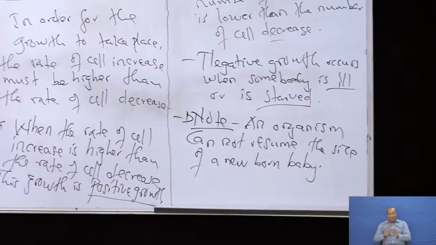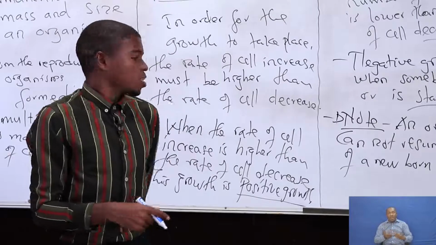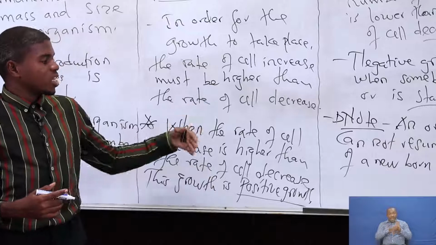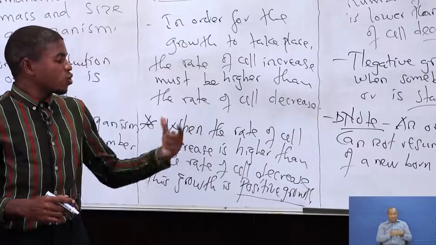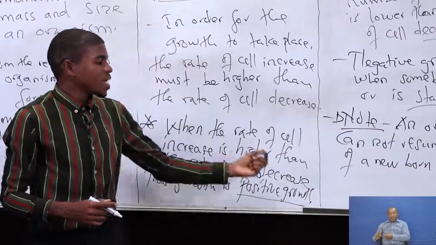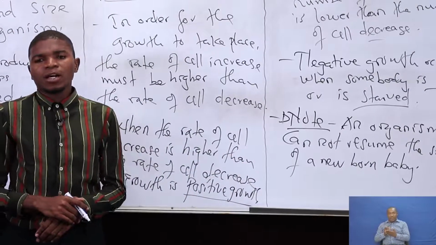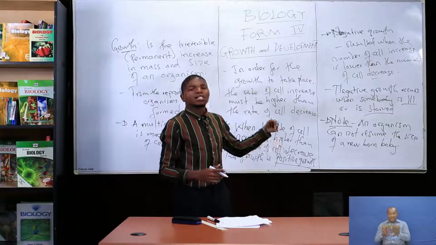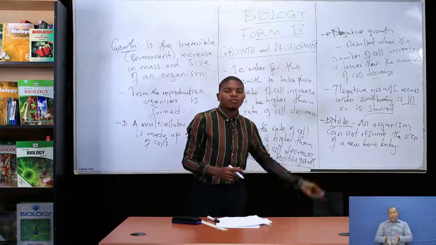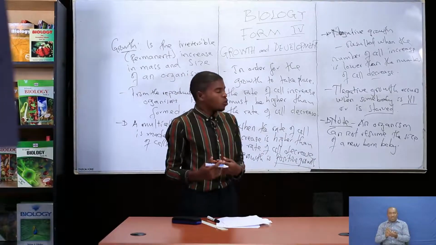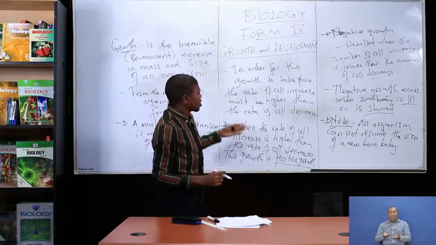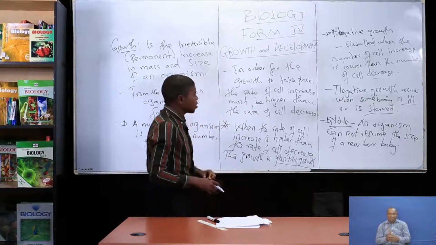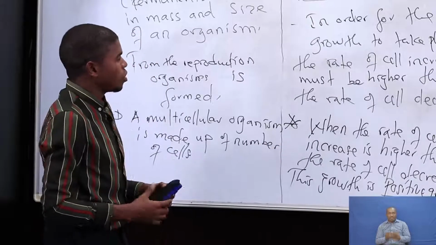No matter the negative growth occurs, which means when the cell increase is lower than the cell decrease, organisms cannot resume the size of a newborn baby. This is the reason why we say growth is an irreversible or permanent increase in mass and size of an organism. I hope you now understand what is meant by growth, a positive growth, and even a negative growth. So that marks the concept of growth in general.